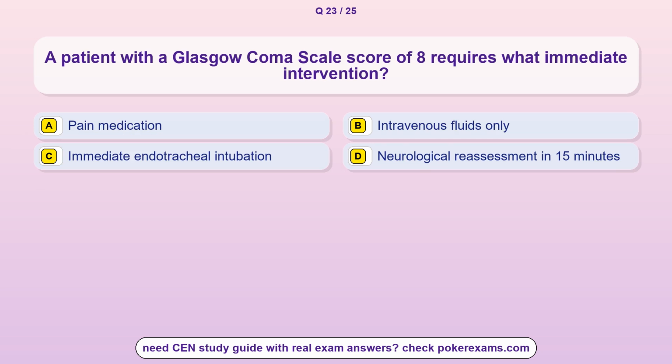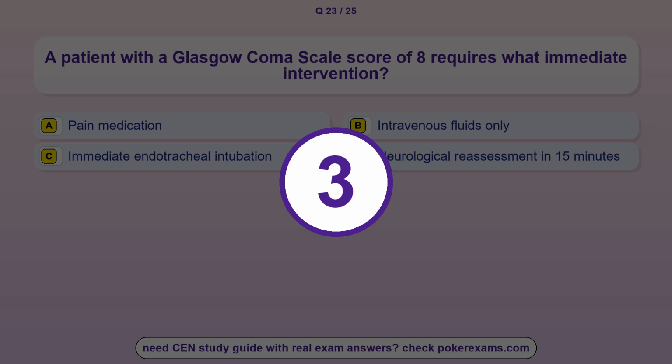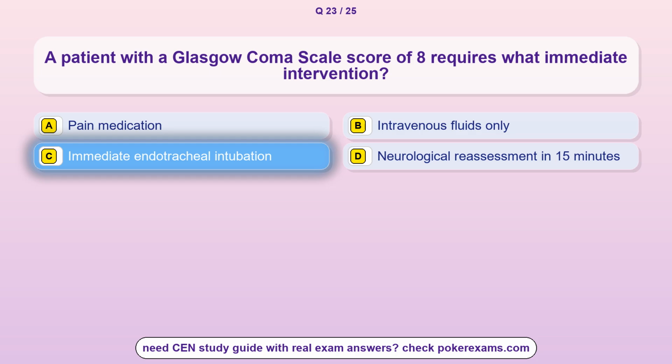Question 23. A patient with a Glasgow Coma Scale score of 8 requires what immediate intervention? Option A, pain medication. Option B, intravenous fluids only. Option C, immediate endotracheal intubation. Option D, a neurological reassessment in 15 minutes. The correct answer is option C, immediate endotracheal intubation.